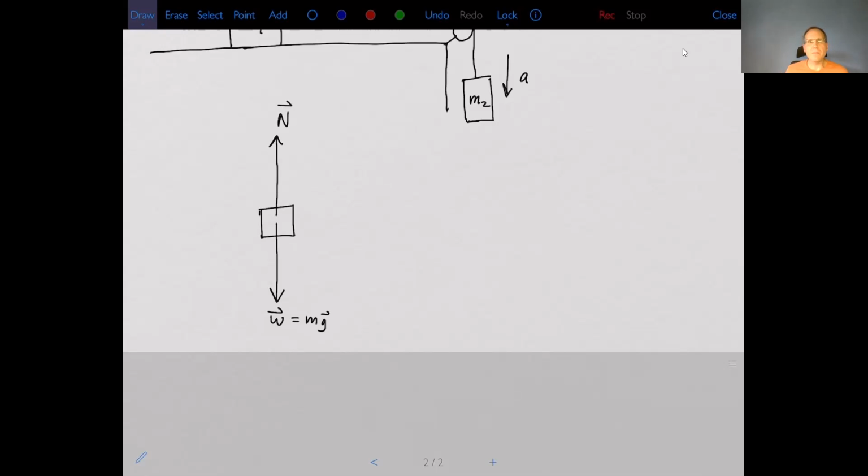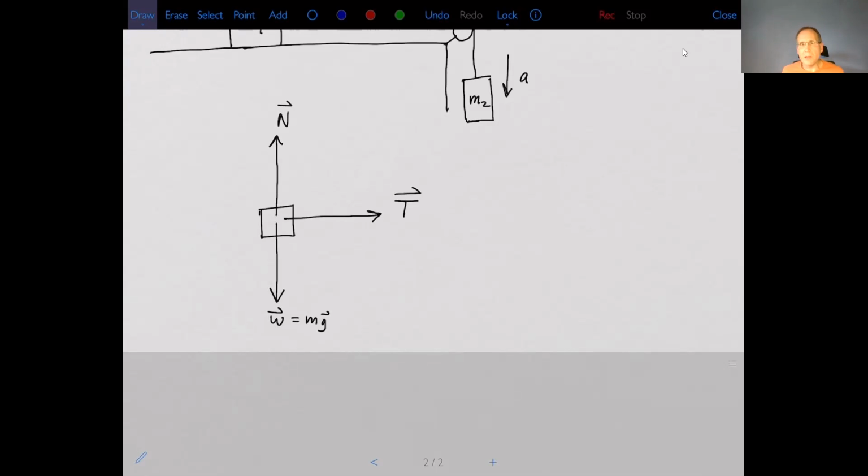And then finally, we also have a string that connects to that cart, right? So it's exerting a force on the cart. So we call that a tension, right? There's a tension in the string, and that's acting to the right. So we have a tension acting to the right.